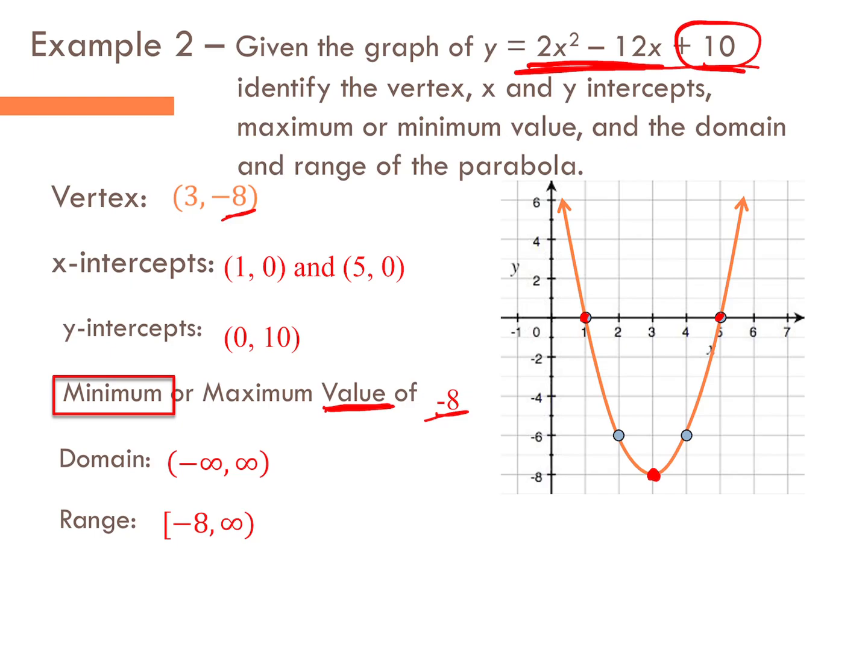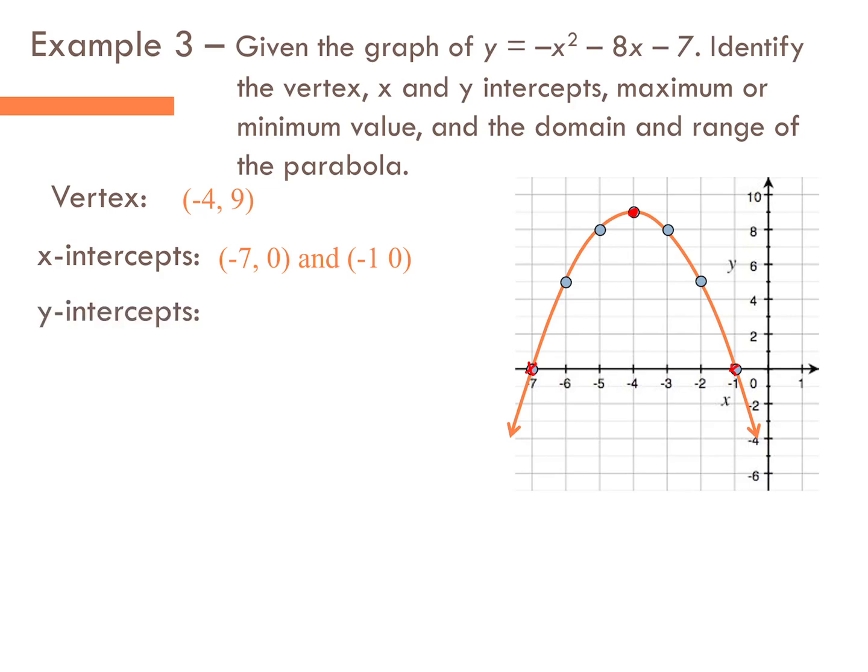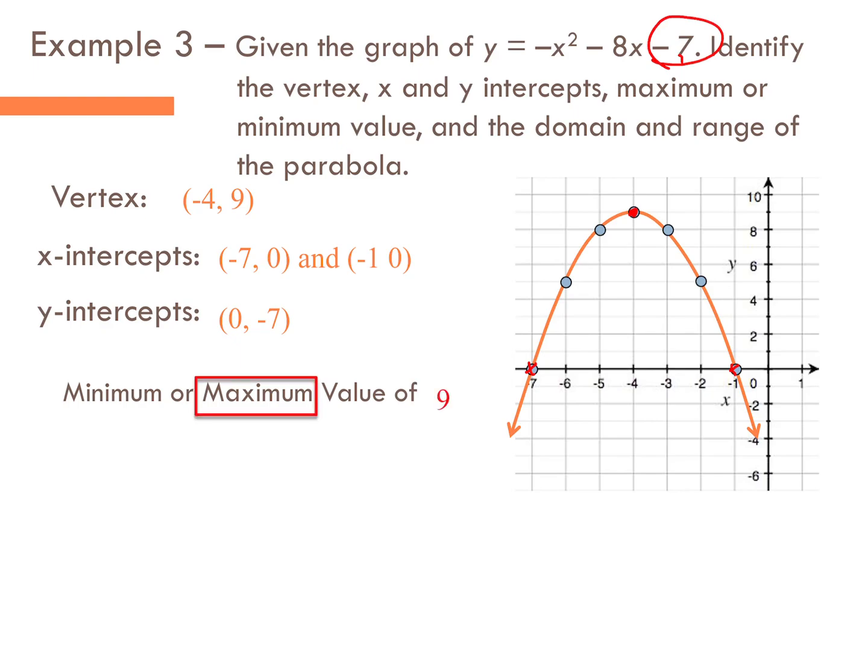So that's just getting information from a graph. Let's look at another one of those. Our vertex up here, this time it's our highest point, so it's (negative 4, 9). X-intercepts are where it crosses right here, negative 7 and negative 1, so (negative 7, 0) and (negative 1, 0). Y-intercept, again, I can't see it from the graph. It's your constant, negative 7 up here, so (0, negative 7). This time our vertex is a highest value, so it's a maximum value, and our y value is 9. Remember, those should match.